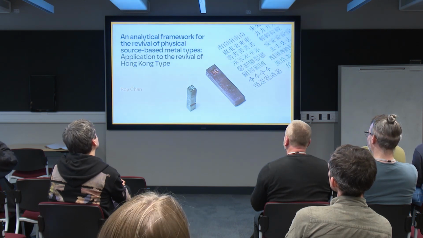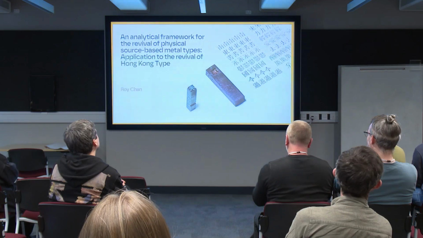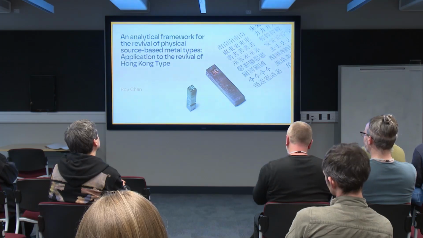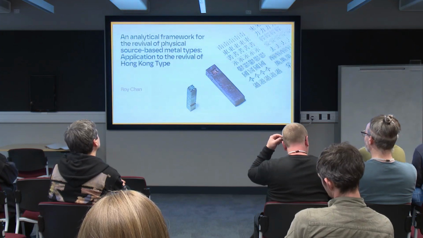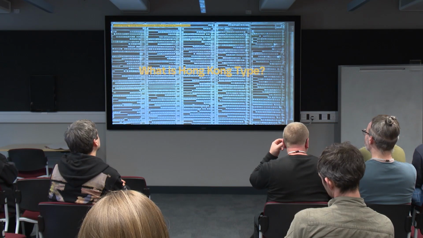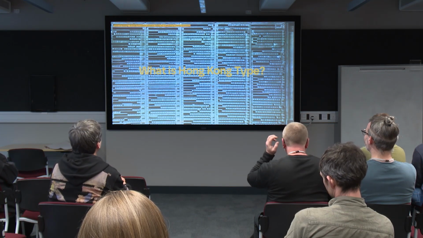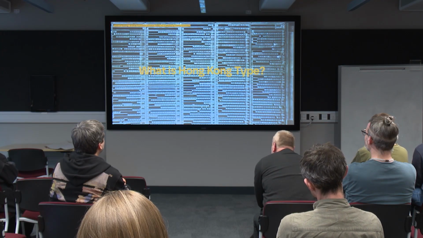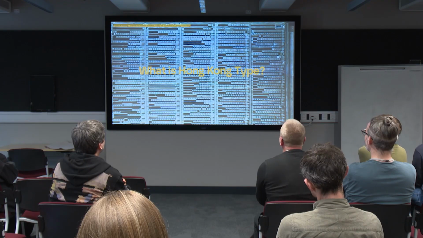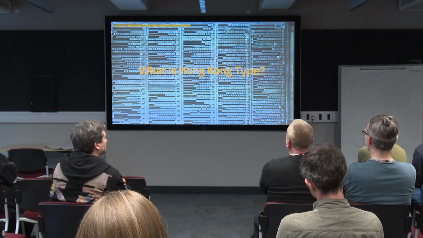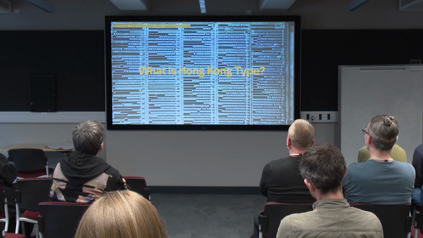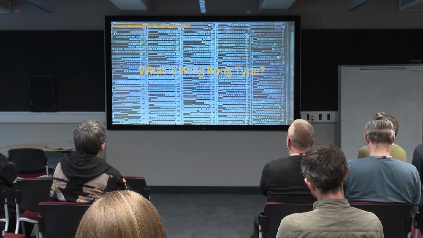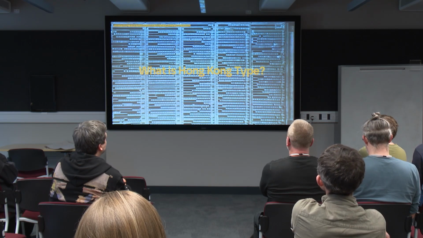The official name is an analytical framework for the revival of physical source-based metal type, an application to the revival of the Hong Kong type. So what is Hong Kong type? It is a traditional Chinese font from the 19th century, created with the Western metal type technique. It came in two sizes: one is 24 point and one is 13.5 point. It introduced roughly 4,017 characters at the beginning for each size, and later expanded to 6,000 characters.